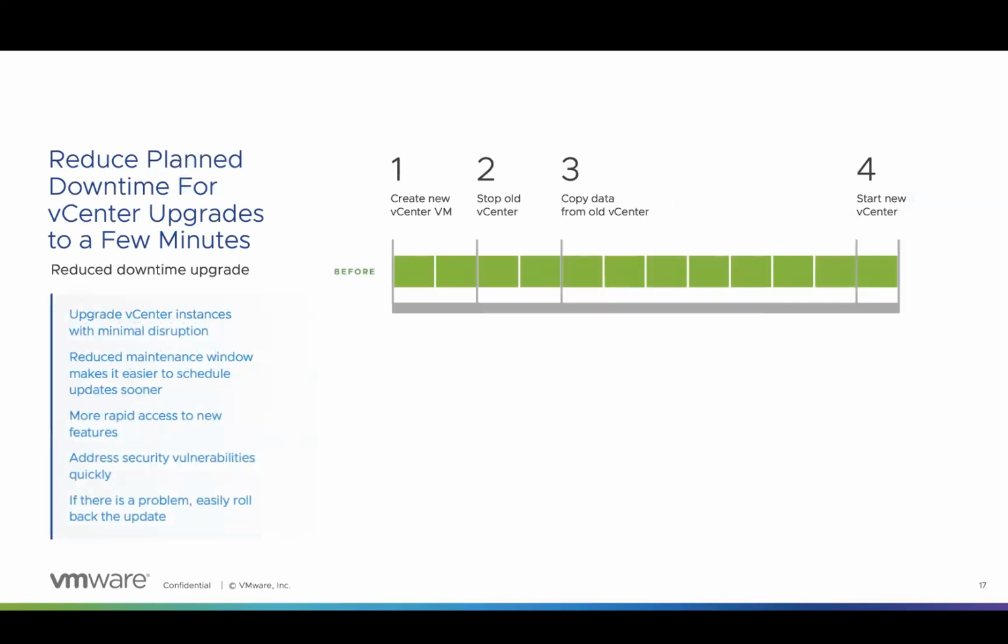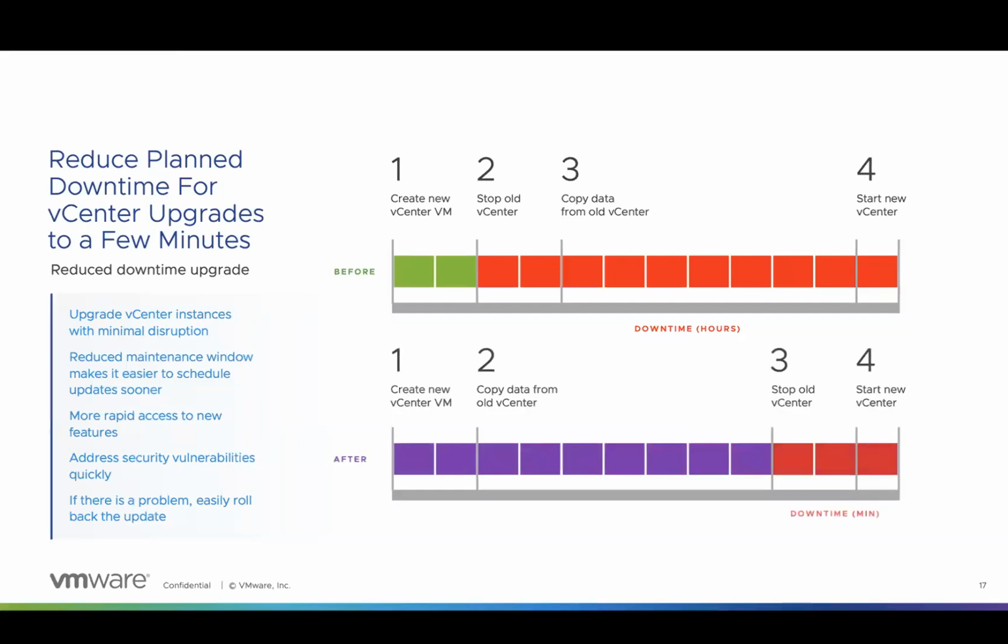The original process that we had is basically you would go ahead and create your new vCenter VM, then stop the old vCenter, copy your data from the old vCenter and start the new vCenter. What this leads to is a downtime which is in hours, right? So what we wanted to bring you is a one-click, low-downtime upgrade for your vCenter, which is directly managed from the cloud, and which lets you not only upgrade one vCenter, but upgrade multiple vCenters at the same time.